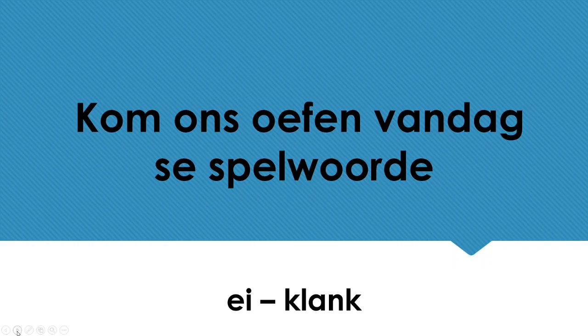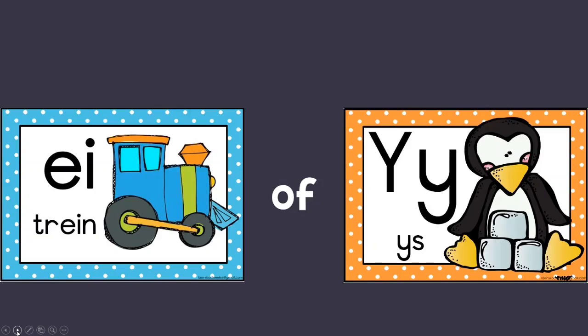Kom ons loer na vandag se spelwoorde. Vandag se spelwoorde het 'n y klank. Maar onthou, daar is twee y klanke in Afrikaans. Kom ons loer gou na die twee y klanke. Y soos in trein en y vir ys. Vandag se spelklank is y vir trein. Kom ons loer gou na die spelwoorde.